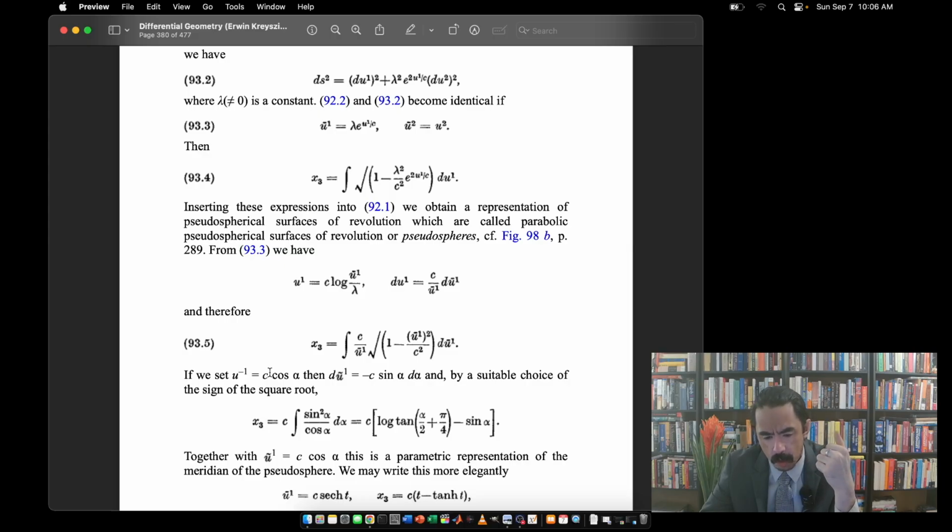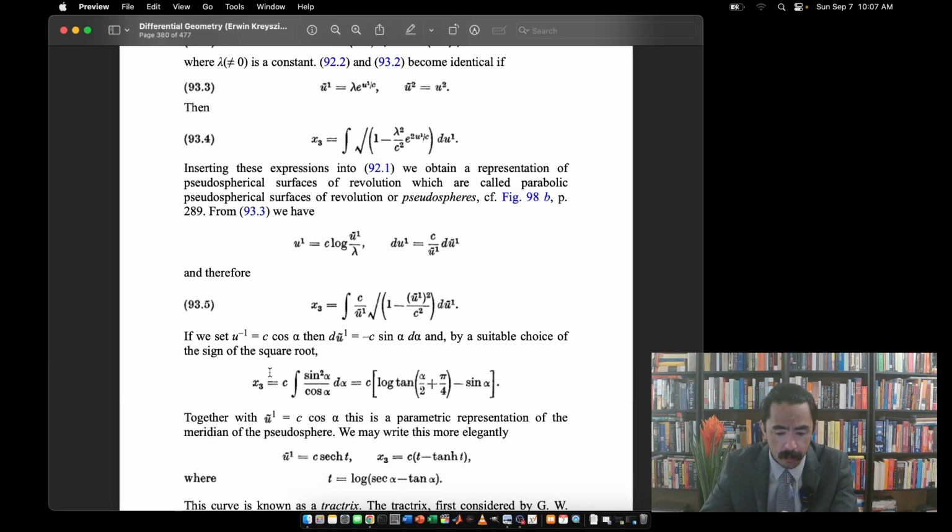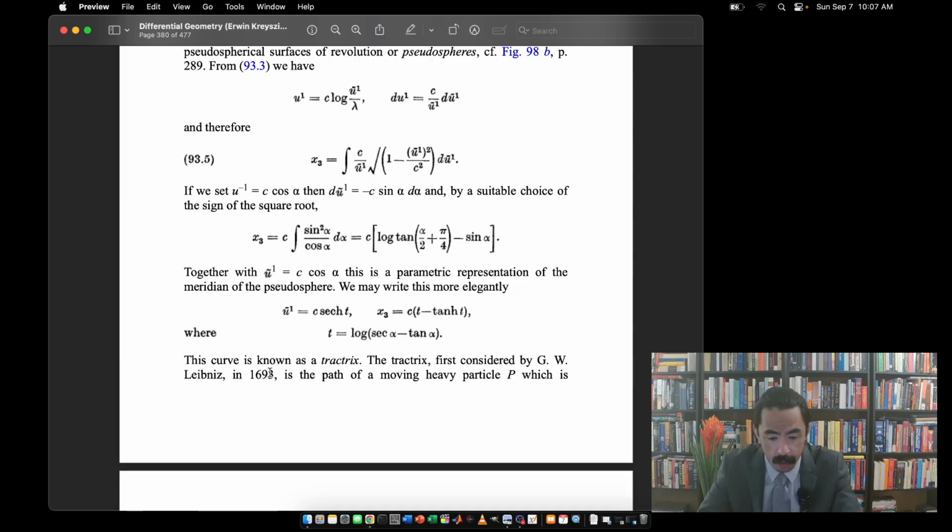From the above relation for u1 bar and u2 bar, we have u1 equal to lowercase c times the logarithm of u1 bar over lambda, and correspondingly du1 is equal to lowercase c over u1 bar, times du1 bar. Therefore, x3 is equal to the integral of lowercase c over u1 bar, times the square root of the quantity 1 minus the fraction u1 bar squared over lowercase c squared, closed quantity, du1 bar.